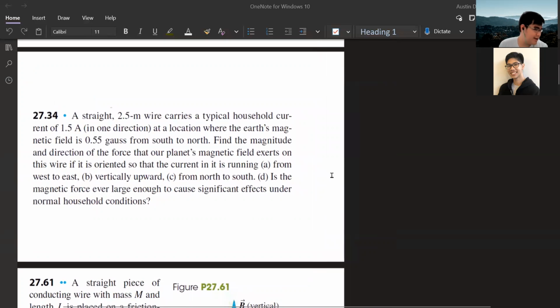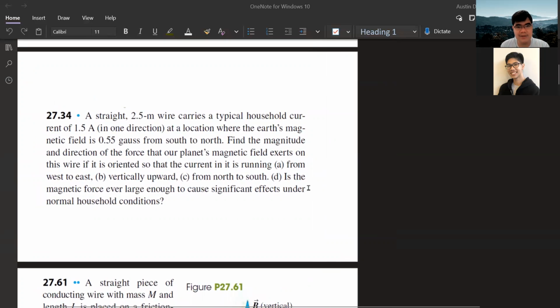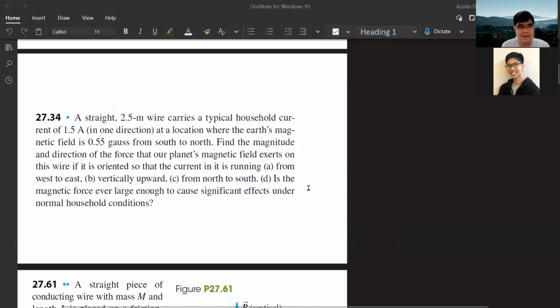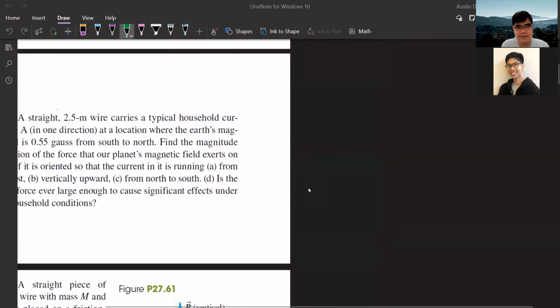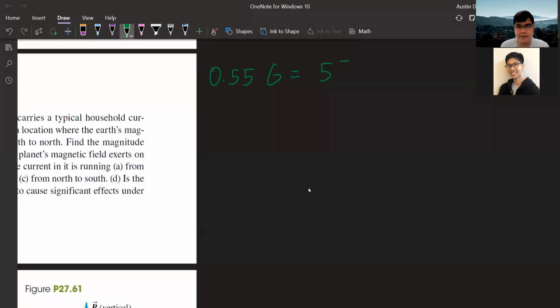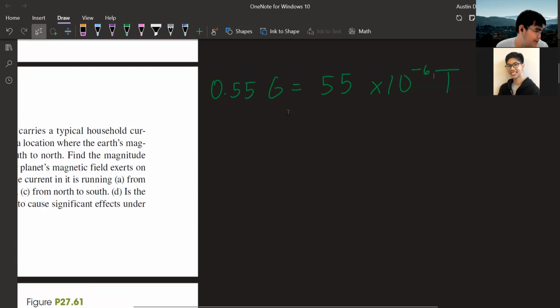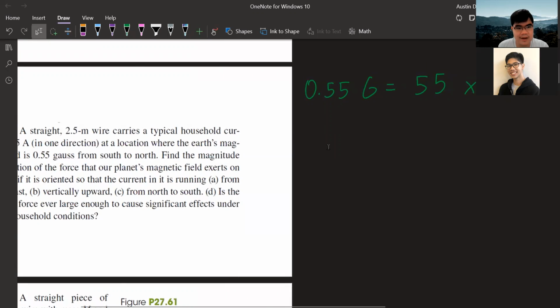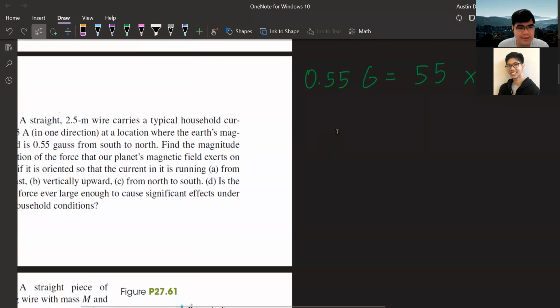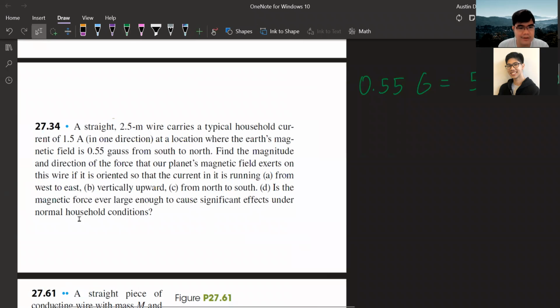Okay, so first gusto natin gawin ay lipat muna natin lahat ng unit sa SI. So 0.55 Gauss is 55 times 10 to the negative 6 Teslas. Okay, so proper scaling lang. Lipat tayo sa proper scaling para we can use directly our equations. Okay, so we are asked ano yung force.